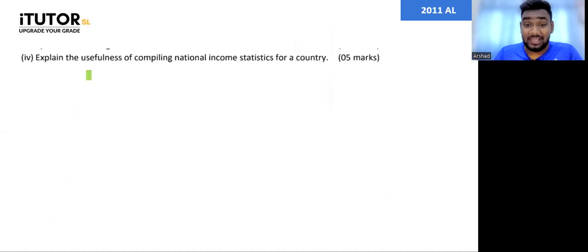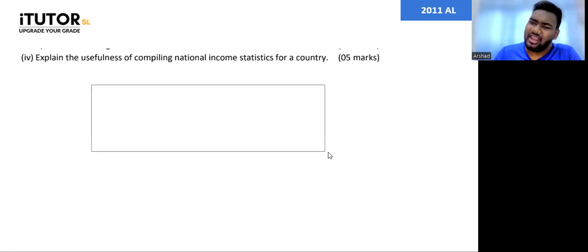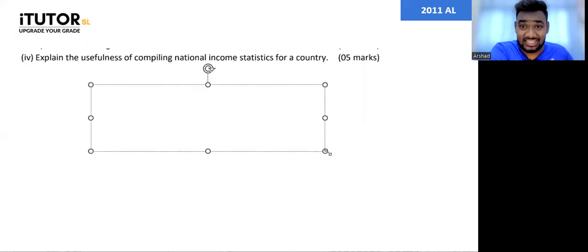Explain the usefulness of compiling national income accounting statistics for a country. Yes, why does a country calculate all these national income statistics, GDP and all of it? Can you give me some points? Is personal savings and domestic savings the same? Not really. Domestic savings is investment plus net exports. Personal savings is different. Okay.